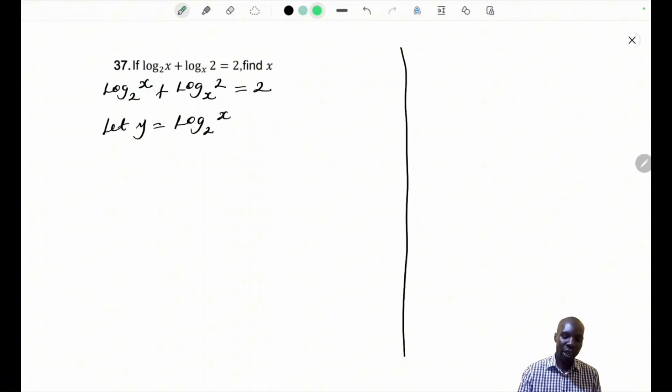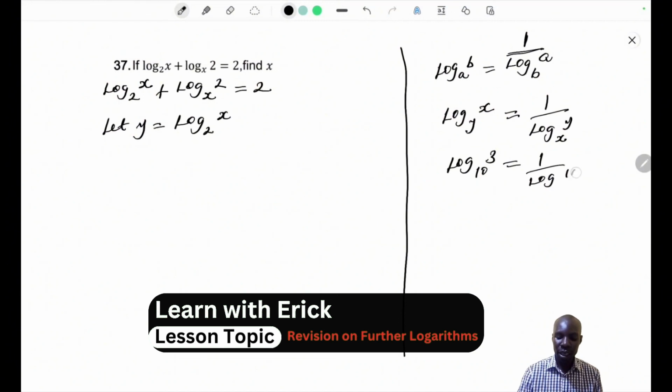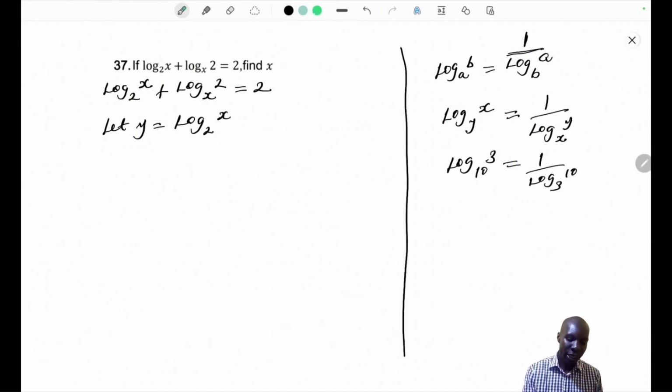Then you must know there's a law that we must also know. If you have log of b to base a, it can be written as 1 over log of a to base b. Let me repeat. If you have log of, for example, x to base y, this can be written as 1 over log of y to base x. For example, log of 3 to base 10 is the same as 1 over log of 10 to base 3. So in our case, we have log of x to base 2 here.